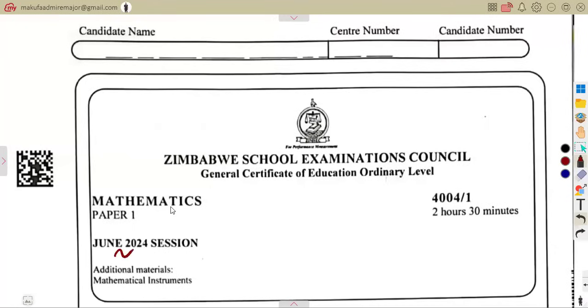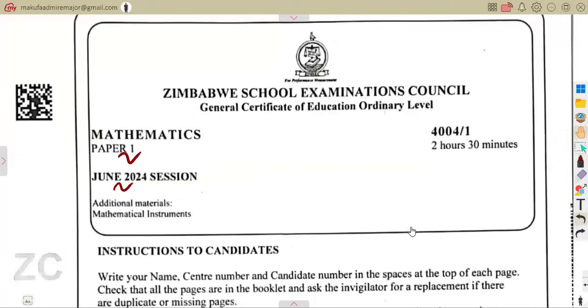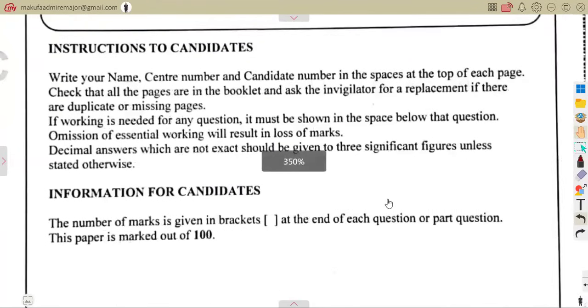Today we are going to consider our question paper, which is the one that we wrote in June. That is for the June exams, June 2024, paper one. So make sure that when going through these revisions, also read the instructions that you are given. Go through the instructions. Especially there we are given the special part: decimal answers which are not exact must be given to three significant figures unless stated otherwise, and also the omission of essential working, which is important working, must actually be presented in your calculations.